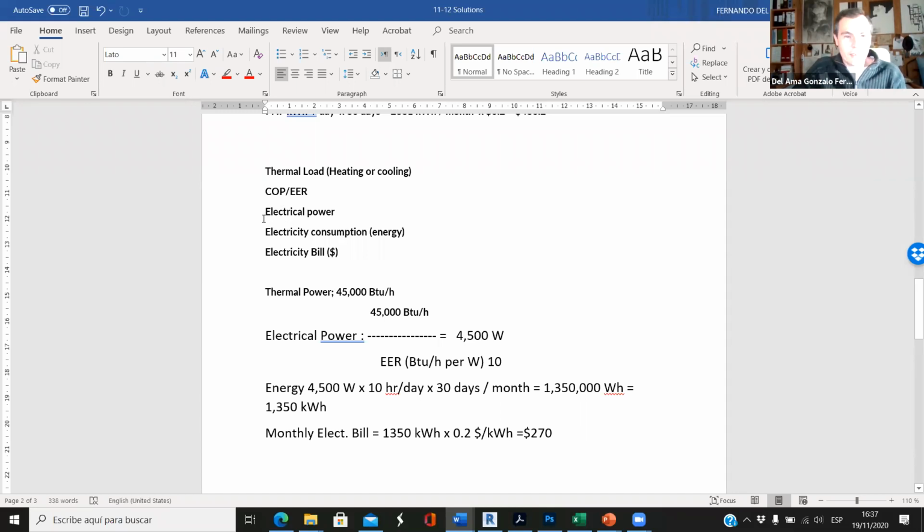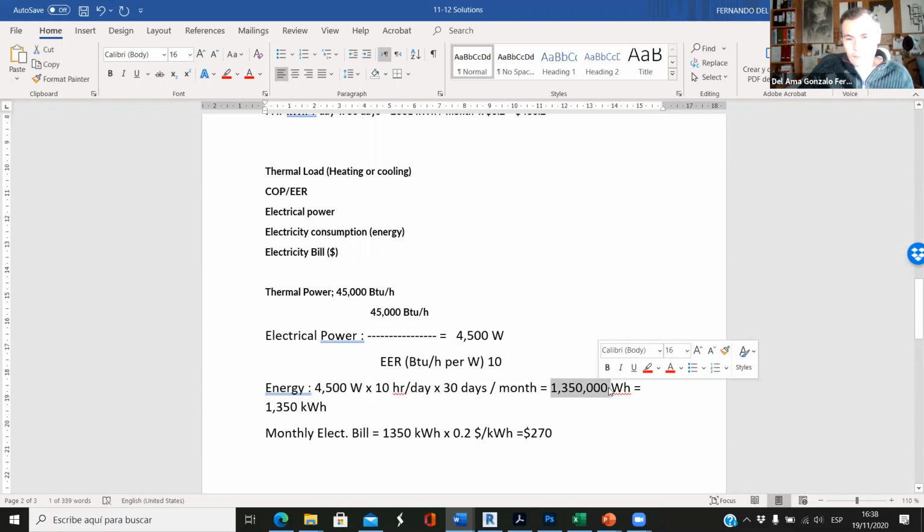Okay, so with boilers, we don't need to calculate this. But if we are using heat pumps, we need to turn this thermal load into electrical power. And that depends on these coefficients, either the COP, if we are calculating this in international units, or the EER, if we are calculating this in imperial units. So we have the thermal power divided by the EER, and this is the electrical power. And then the electrical power, we need to turn this into energy. So the energy is power times the hours per month, so 10 hours per day times 30 days.